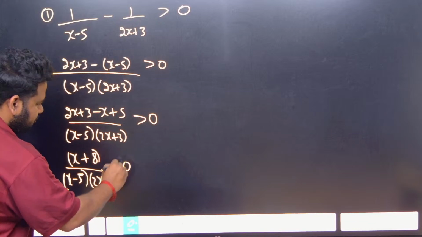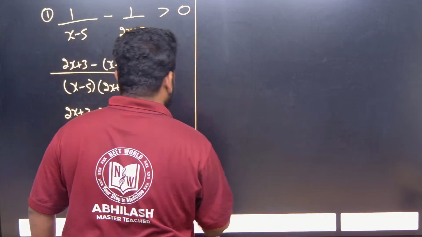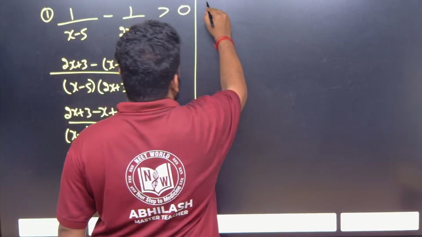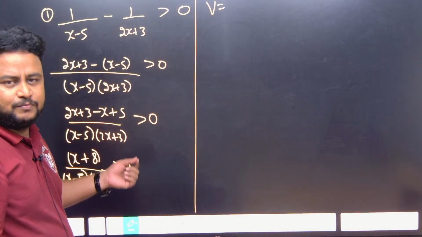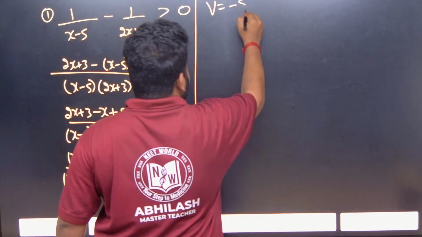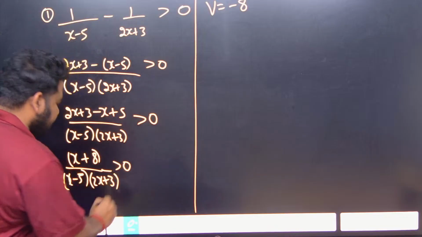It is greater than 0. Now let us write the vanishing points and discontinuous points. Vanishing points are in the numerator. Here it is x plus 8. If I equate it to 0, I will get x equal to minus 8. So minus 8 is a vanishing point.